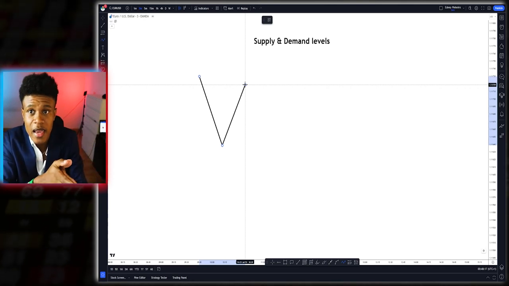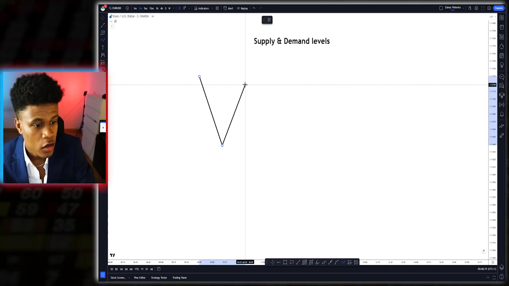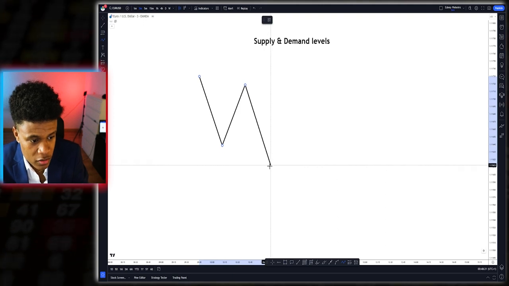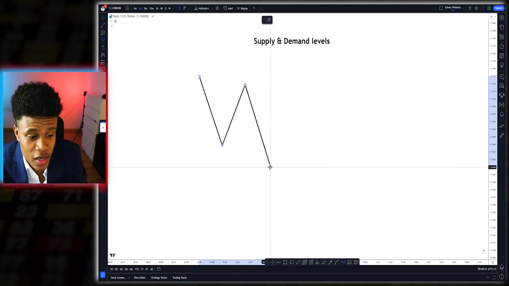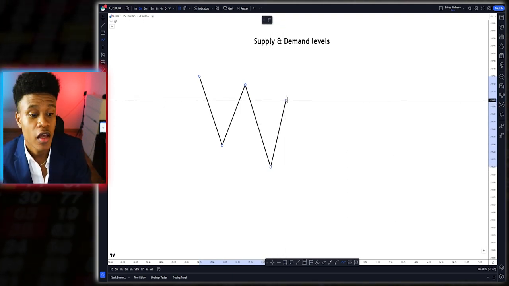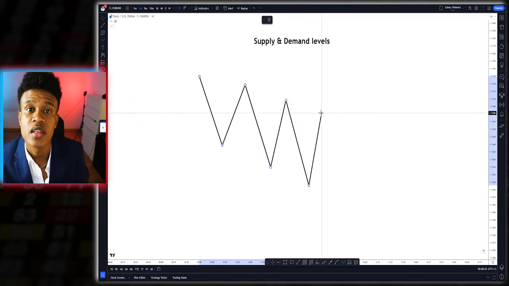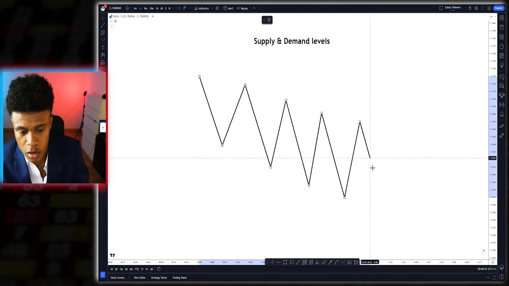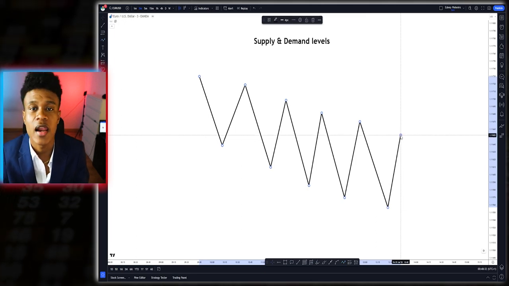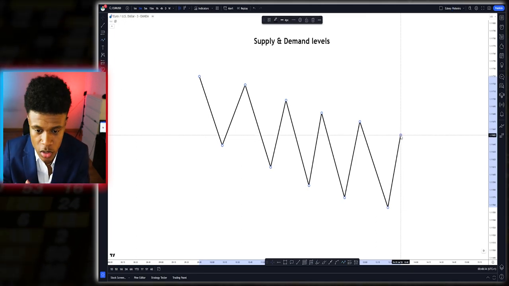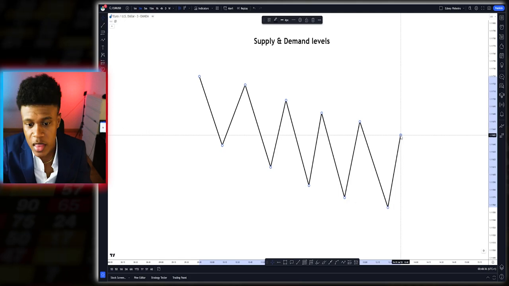We have this impulse, and then we have this retracement. And then we push to the downside again, another wave, another impulse, and then another retracement, right? Another impulse, another retracement, and life goes on. Things just go and go, et cetera. It never ends.